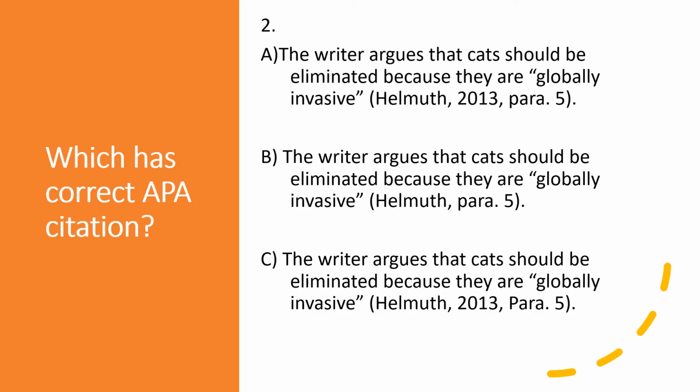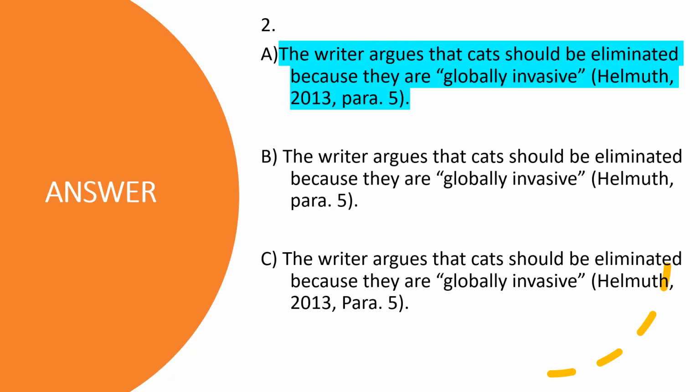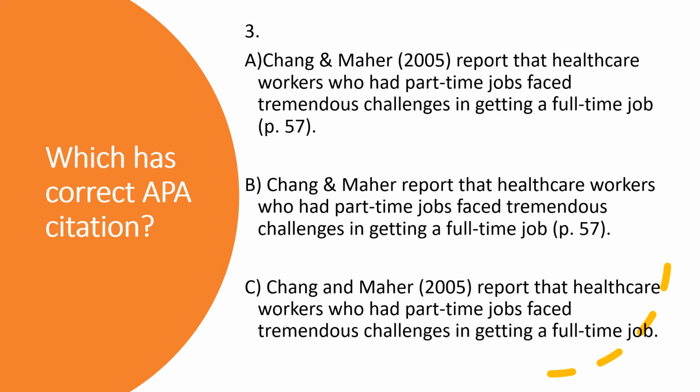Try this one. The correct answer is A. B is wrong because it is missing the year of publication. And C is incorrect because it should have a lowercase p for para. Try this one.